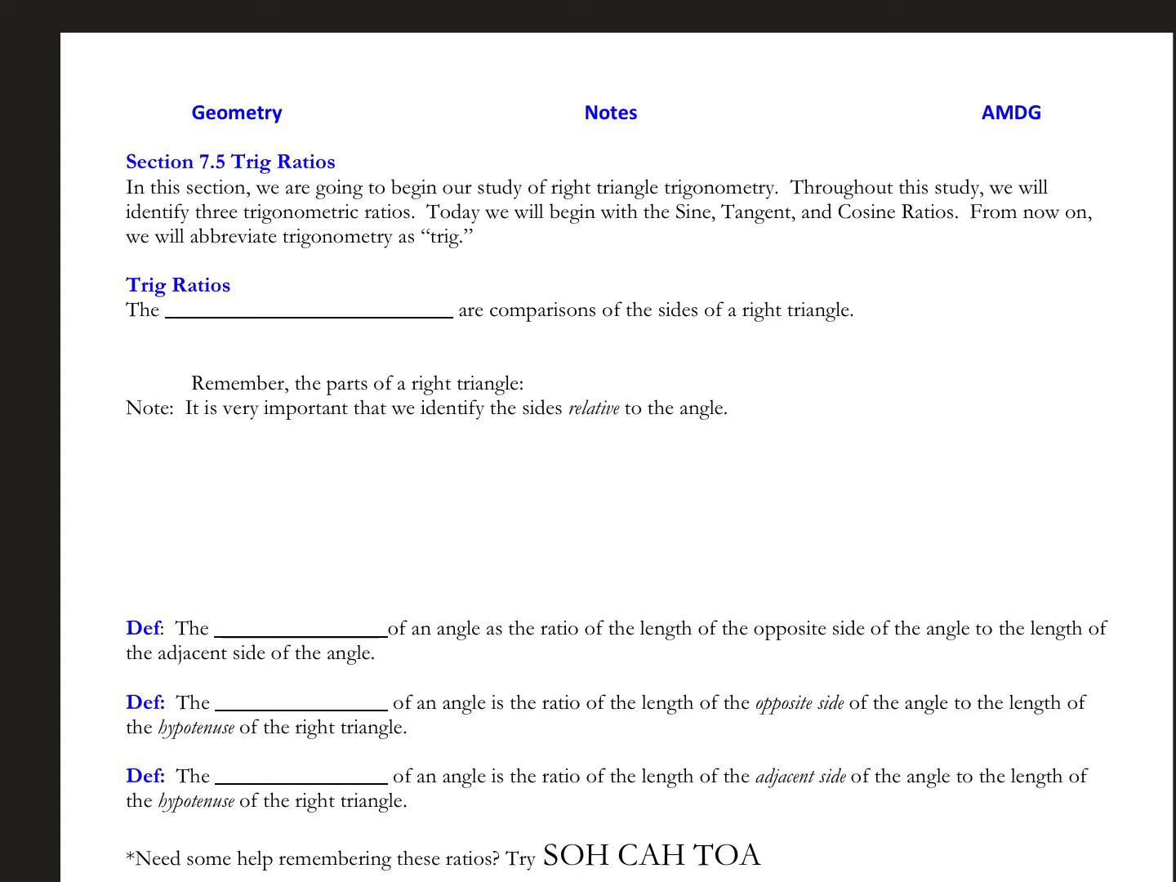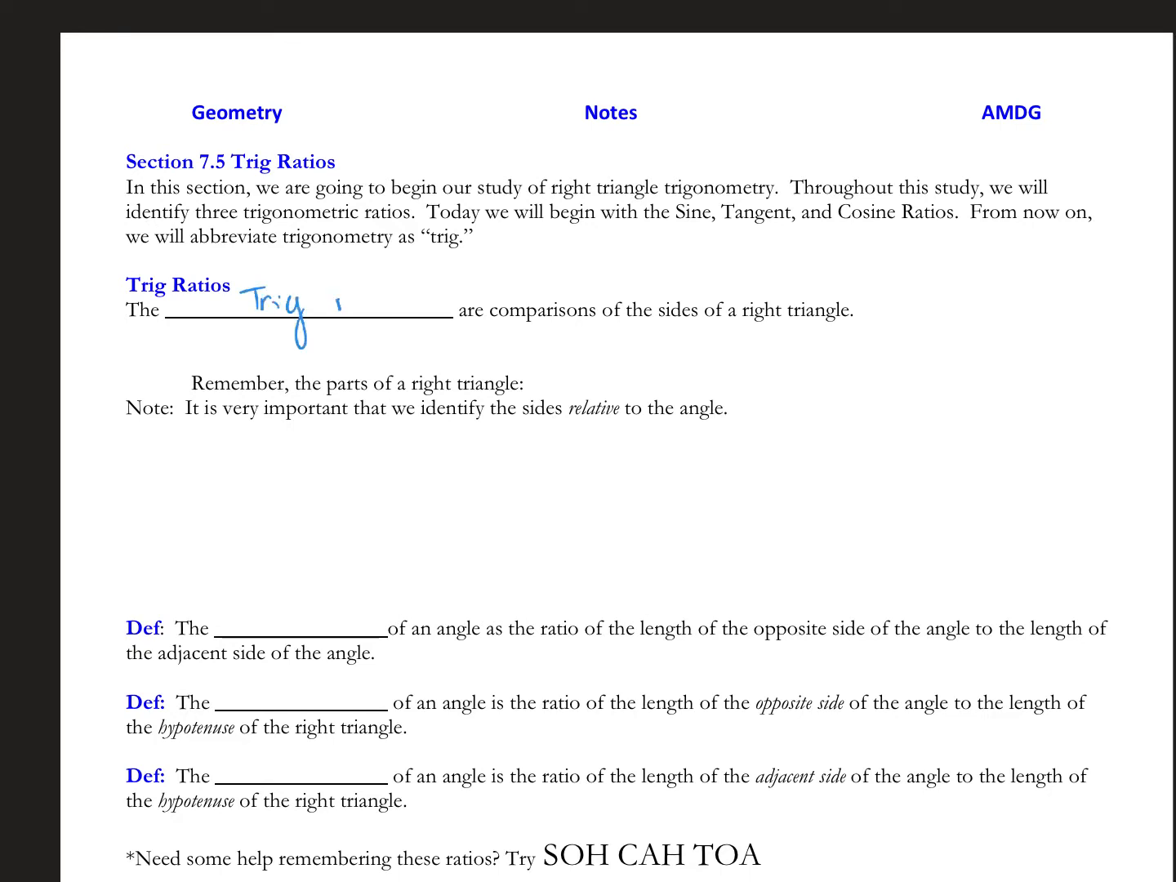Today we got section 7.5 where we're talking about trig ratios. In this section we are going to begin our study of right triangle trigonometry. Throughout this study we will identify three trigonometric ratios. Today we will be talking about sine, tangent, and cosine ratios. From now on we can use the abbreviation trig.